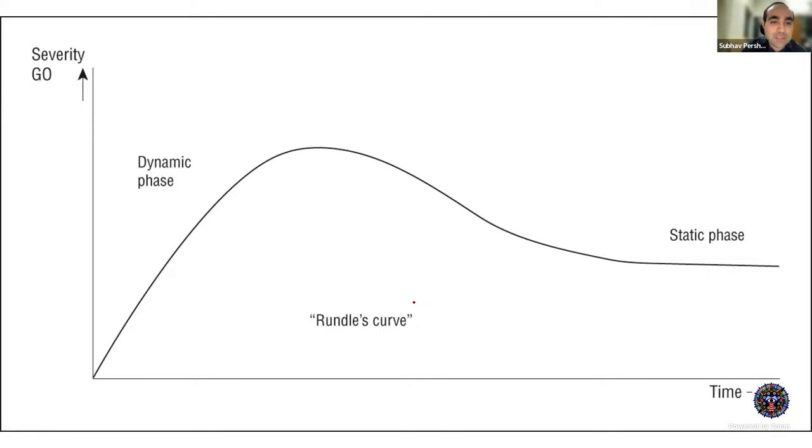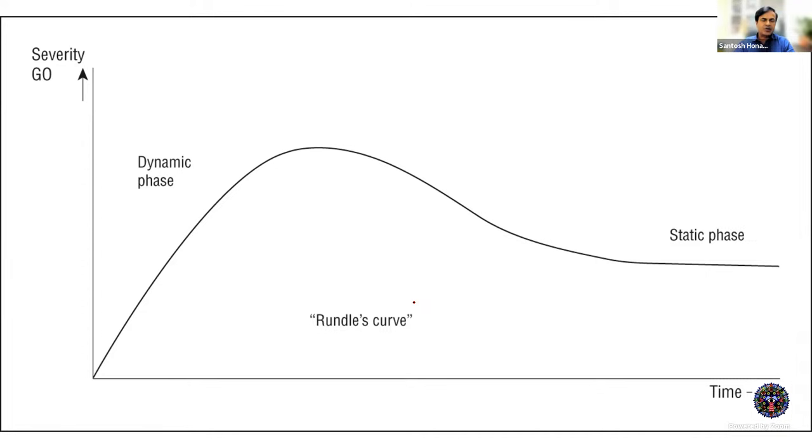It has two phases as depicted, the dynamic and the static phase. Dynamic phase is what is plotted? It is the severity of the thyroid orbitopathy over a period of time. Severity of thyroid orbitopathy over a period of time, correct. So what was the measure that was taken by Rundle, the famous Rundle's curve? In which year was it plotted? Is it recent? No, sir. How old is it, you think? Two articles that refer to Rundle's curve or something to that effect were in 1945 and 1960, that old. So it's not something new.